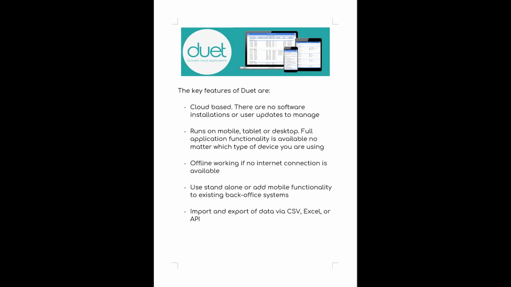The key features of Duet are: cloud-based, so there are no software installations or user updates to manage. It runs on mobile, tablet or desktop, and full application functionality is available no matter which type of device you are using. Offline working if no internet connection is available. Use standalone or add mobile functionality to existing back-office systems. Import and export of data via CSV, Excel, or API.